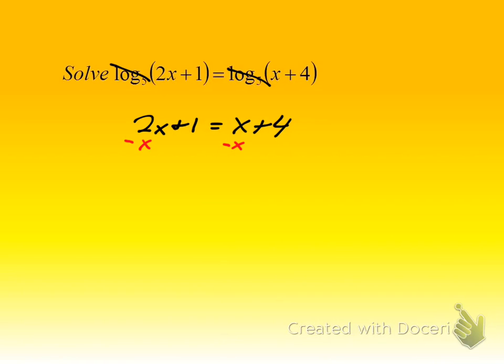Subtract x. Subtract 1. X equals 3. Take 3 to the top. Plug it in. 2 times 3 gives you 6. 6 plus 1 is 7. Plug 3 in here. 3 plus 4. 7. 3 looks good too.